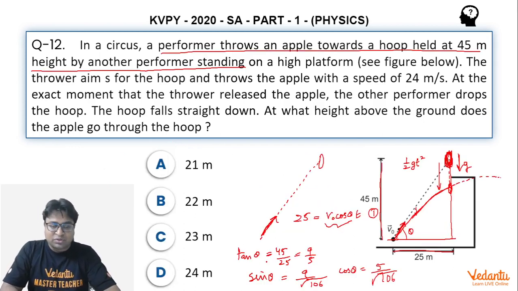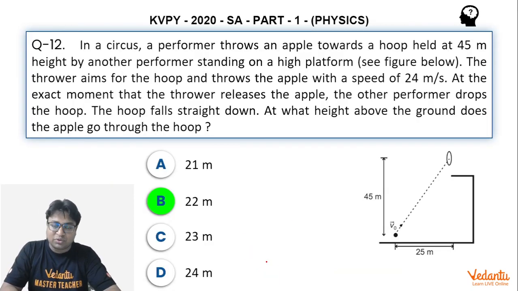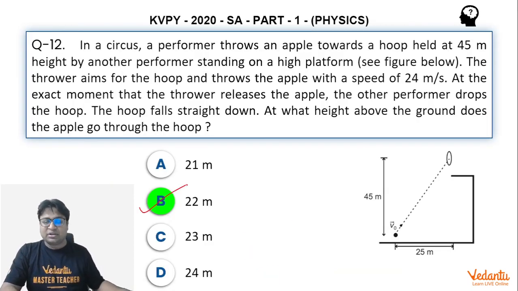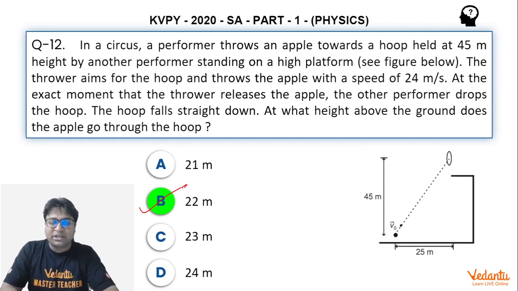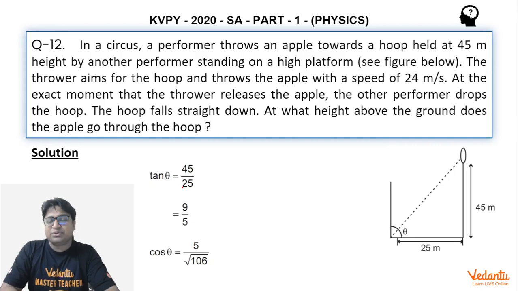Okay, so out of the given options, I think option B will match closest with the value that we are getting after finishing the calculation. So B would be the right answer. So I hope you understood this question, guys.